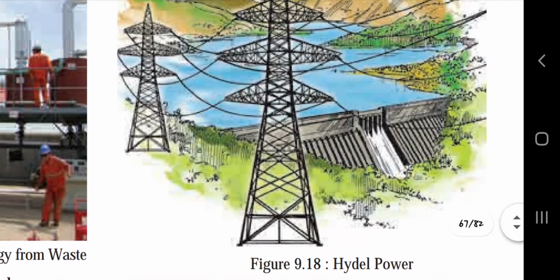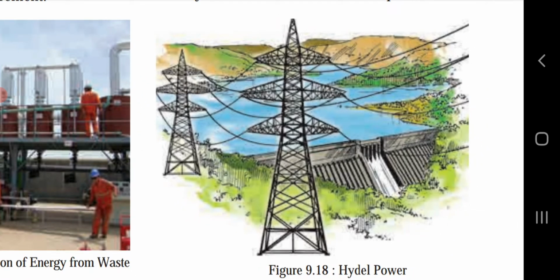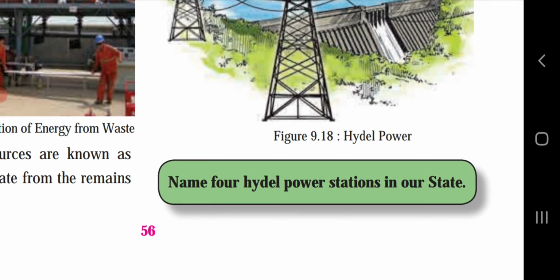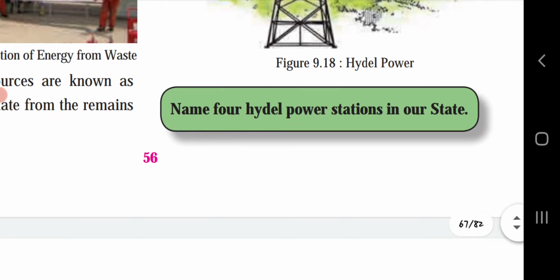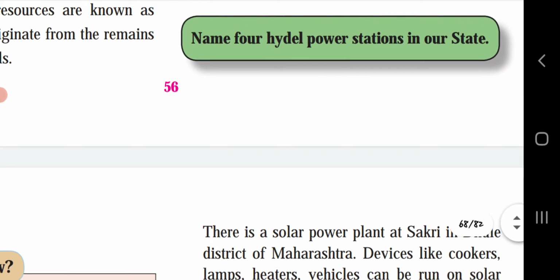So you can see the figure 9.18, it is showing the hydel power station. It is near the river, and with the high fall of water, the energy can be created and that can be used in the villages or for industries. Name 4 hydel power stations in our state. Find out the question and answer for this question.